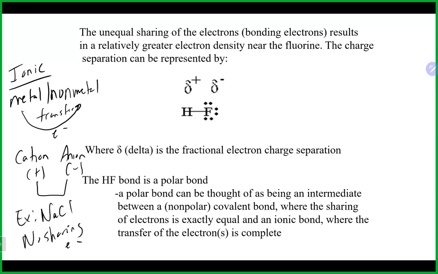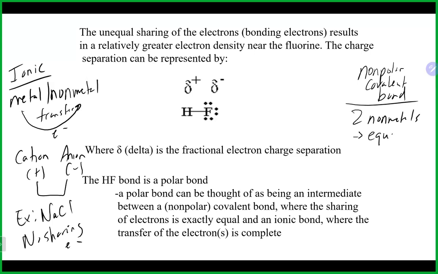On the other end of the extreme, we have a nonpolar covalent bond. And that is between two nonmetals. And that is where we have equal sharing of electrons. And an example of that is like our H2, our F2 as well.